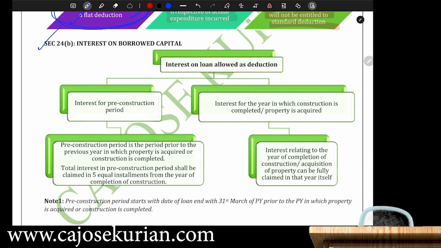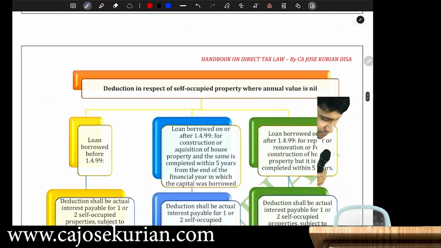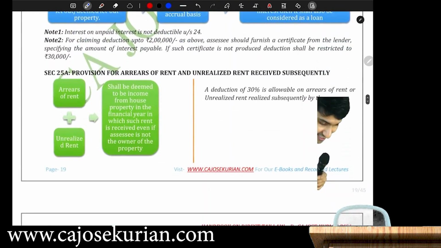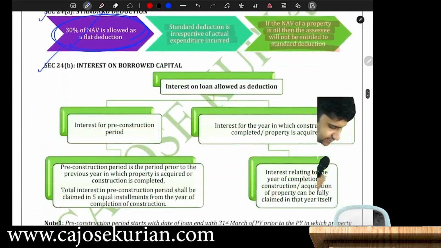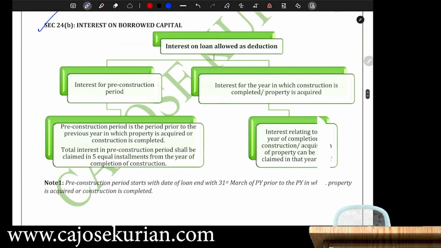24B, that is interest on borrowed capital. Listen. So this is the last thing that we have to discuss before lunch. We'll complete that interest on borrowed capital, and we have two more things: unrealized rent subsequently recovered and treatment of co-owned property. These are the two-three things that we have to finish before lunch. Thereafter, I'll leave you for lunch. So, treatment of borrowed capital.